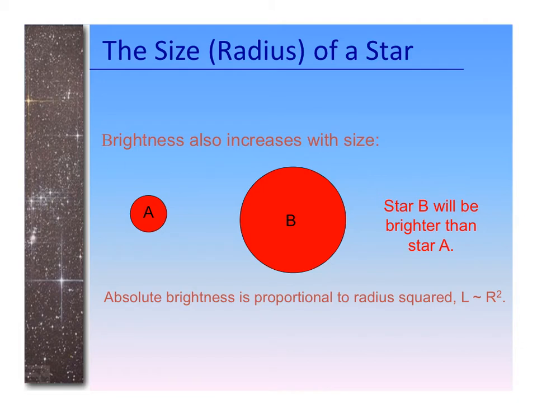So obviously, the bigger the star, the brighter the star, and that relationship is quadratic. If we square the radius of a star, we can get what the luminosity will be. So it's not a linear relationship. It increases as a square function.